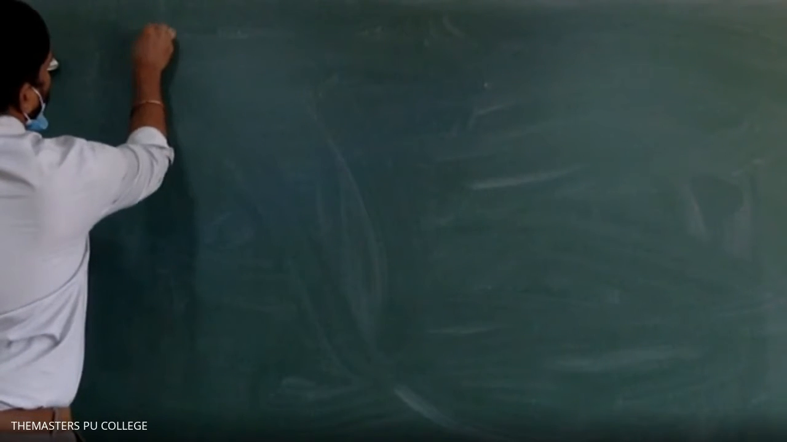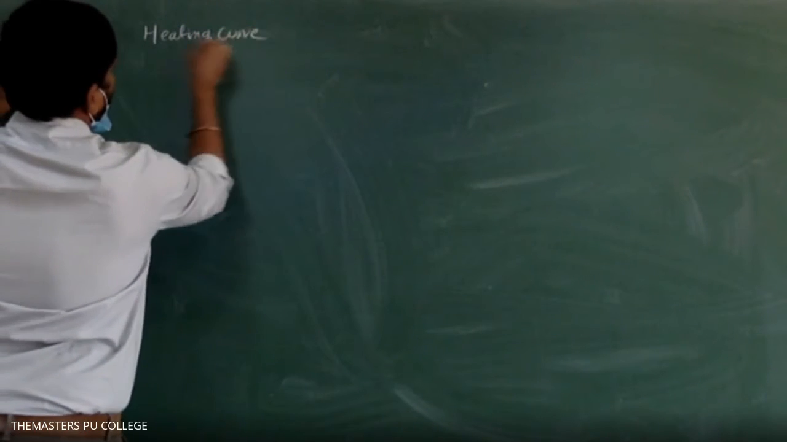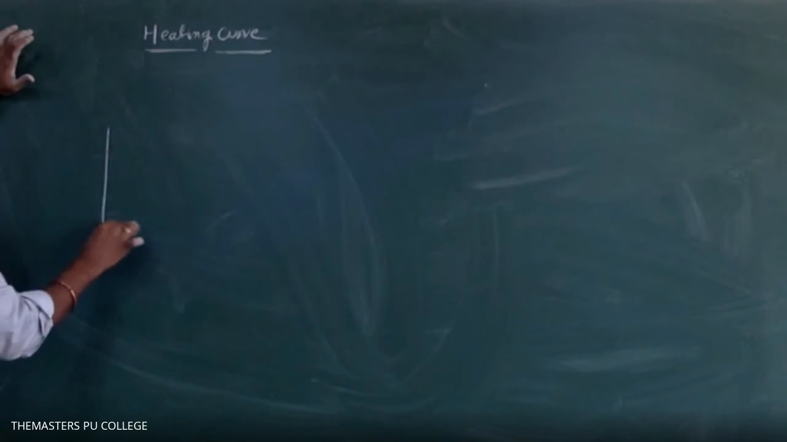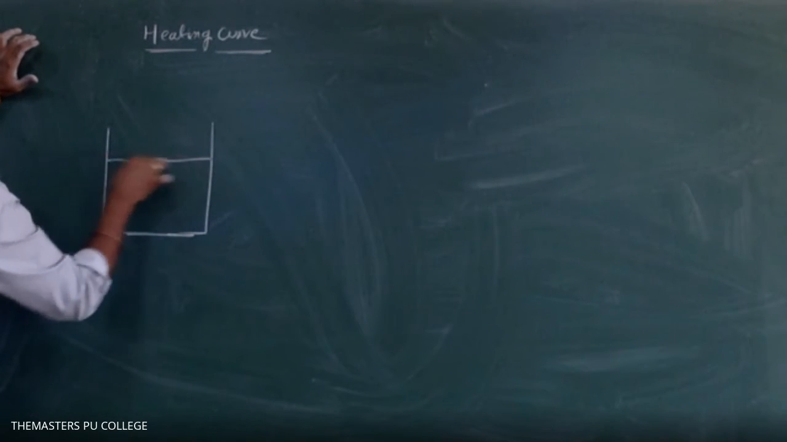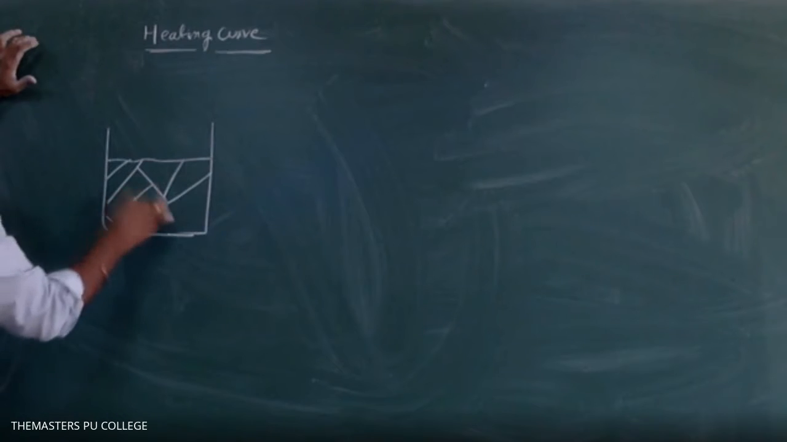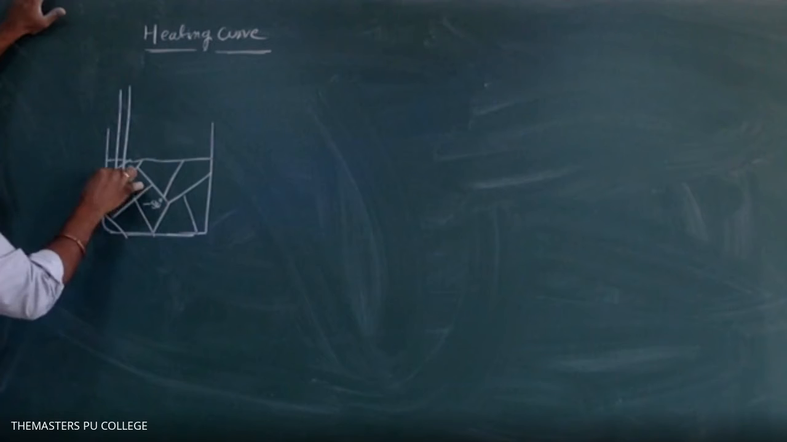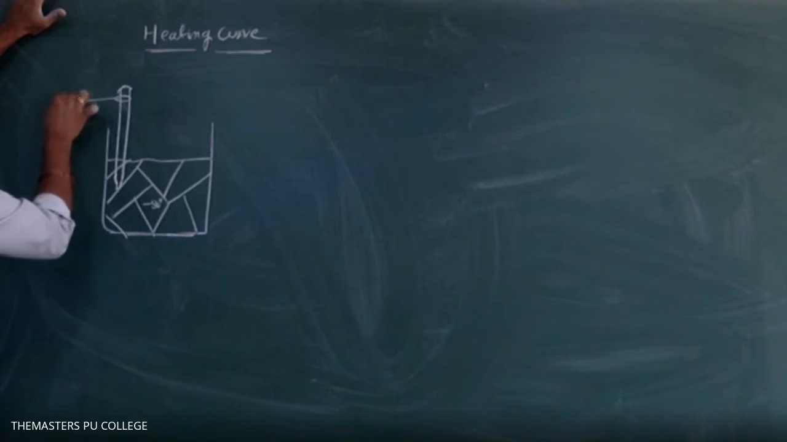So, this is also very, very important: the heating curve. First, you can write the ladder result. This is a beaker. It consists of solid ice, these are the ice rocks, which are at some minus 80 degrees centigrade. And there is one thermometer fixed here to measure the temperature.